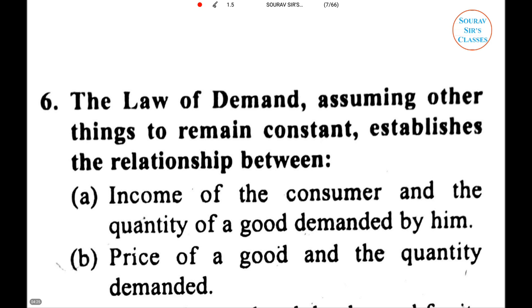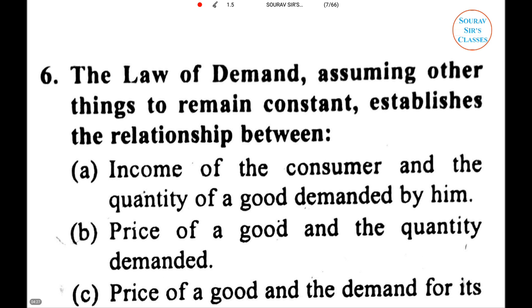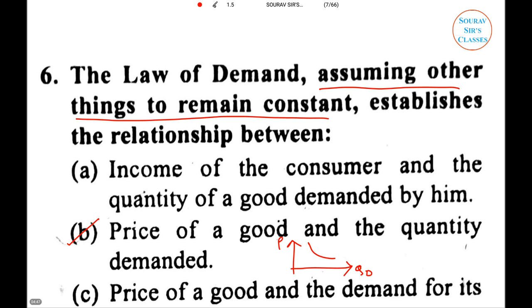Next, the law of demand, assuming other things remaining constant, another word for this is ceteris paribus, establishes the relationship between price of a good and quantity demanded, because these are the two which you are measuring on the two axes. Here you measure QD and here you measure P. So when you get the demand curve, this is the relation you get.